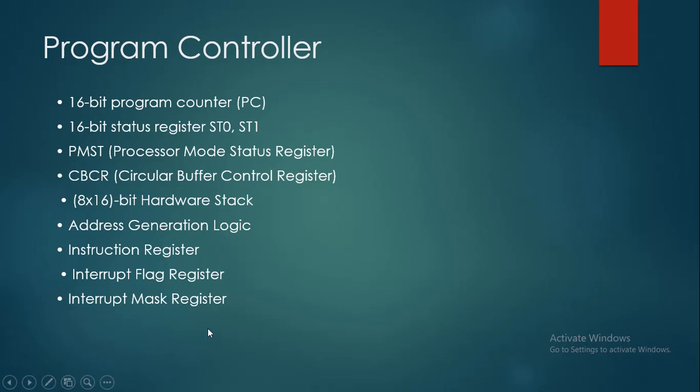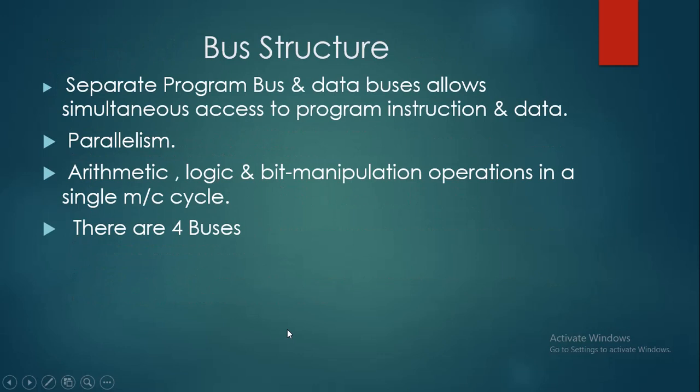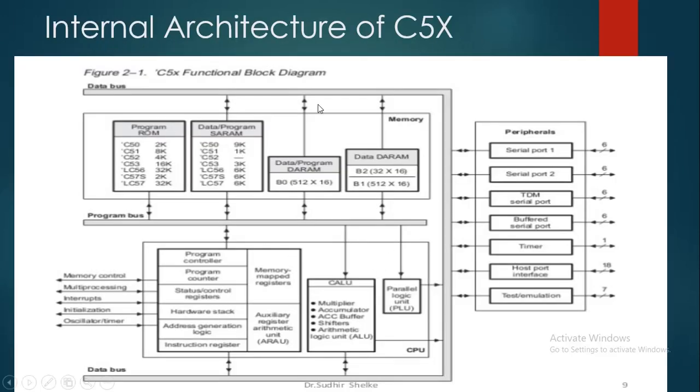It consists of DARAMs. These RAMs consist of 3 types of blocks. If we look at the diagram here, there are three types of blocks in the data program DARAM: B0 of 512 into 16 words, B1 block of 512 into 16 words, and B2 block of 32 into 16 words.